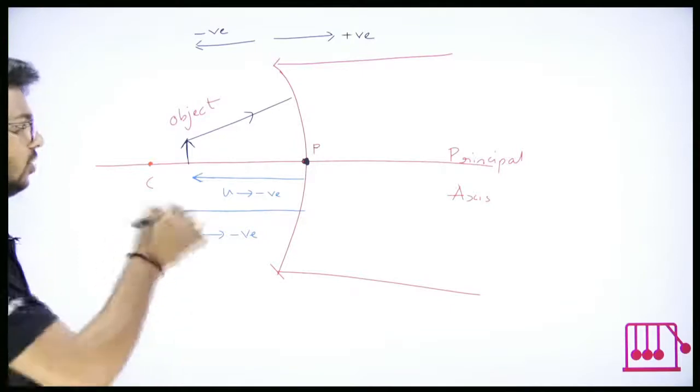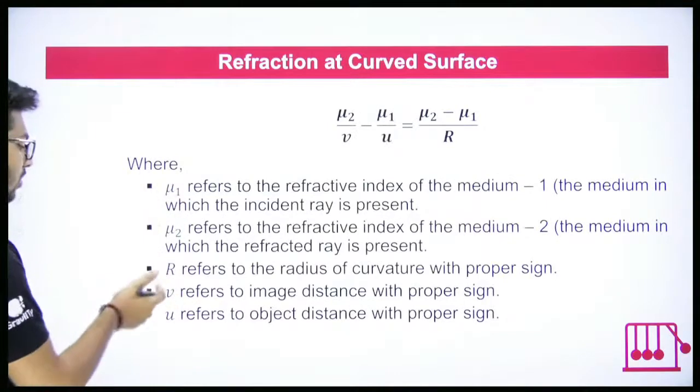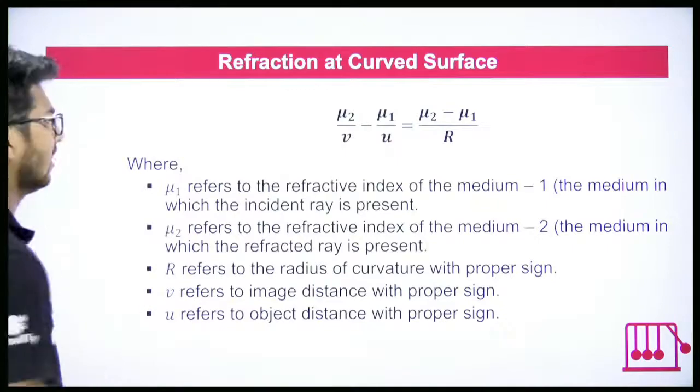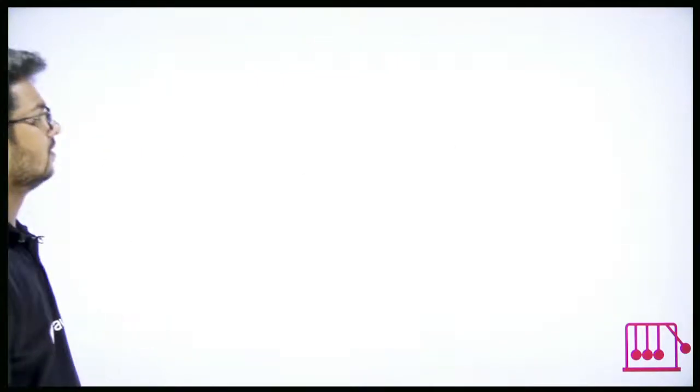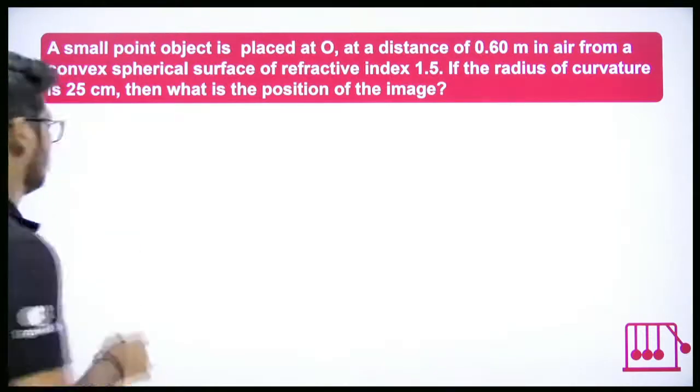Okay, so let's go into one simple problem, very quick. Every point that we discussed, what mu1, mu2, r, v and u are, is clearly given. That's for your reference. But we discussed those points. Now I'll go into a very simple question here.